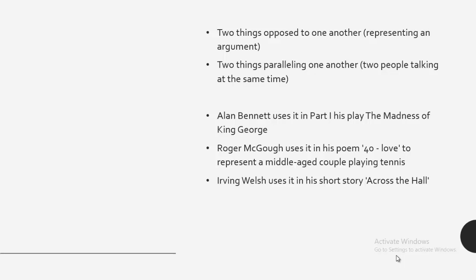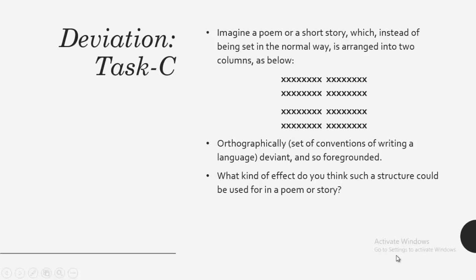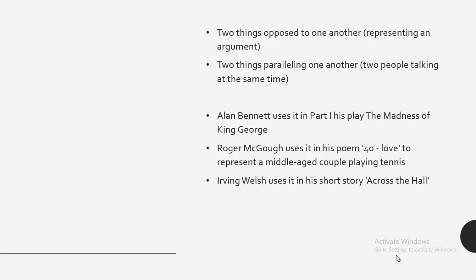Or if two things are parallel to one another, the writer may again follow the same pattern. For example, if two people are talking at the same time, the writer would use two columns, and one column would mention the words said by one person and the other column the words said by the other person. Now this pattern of columns has actually been used by writers in their plays, in their poems, in their short stories. So here is an example.